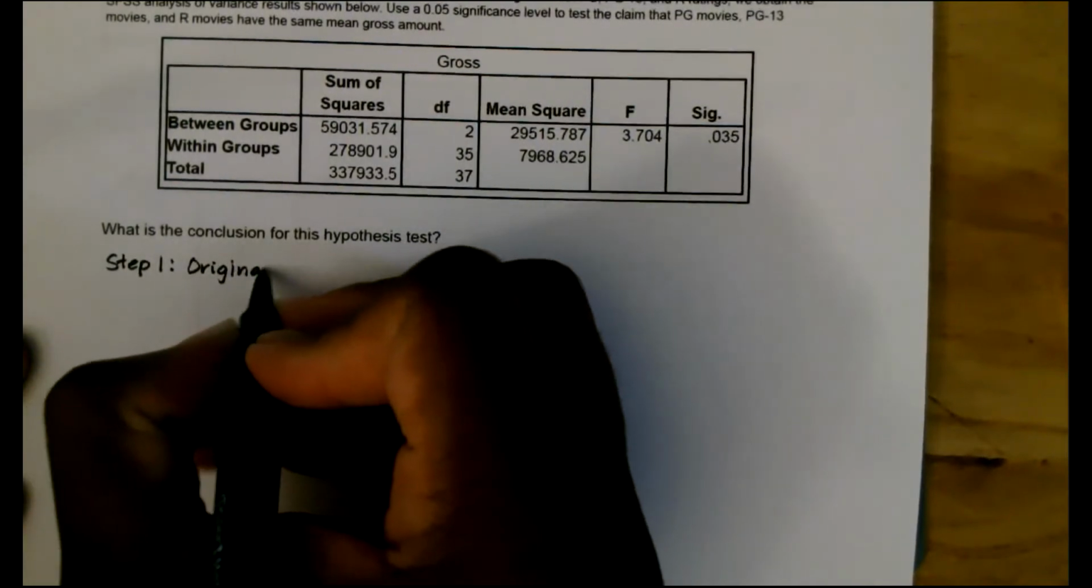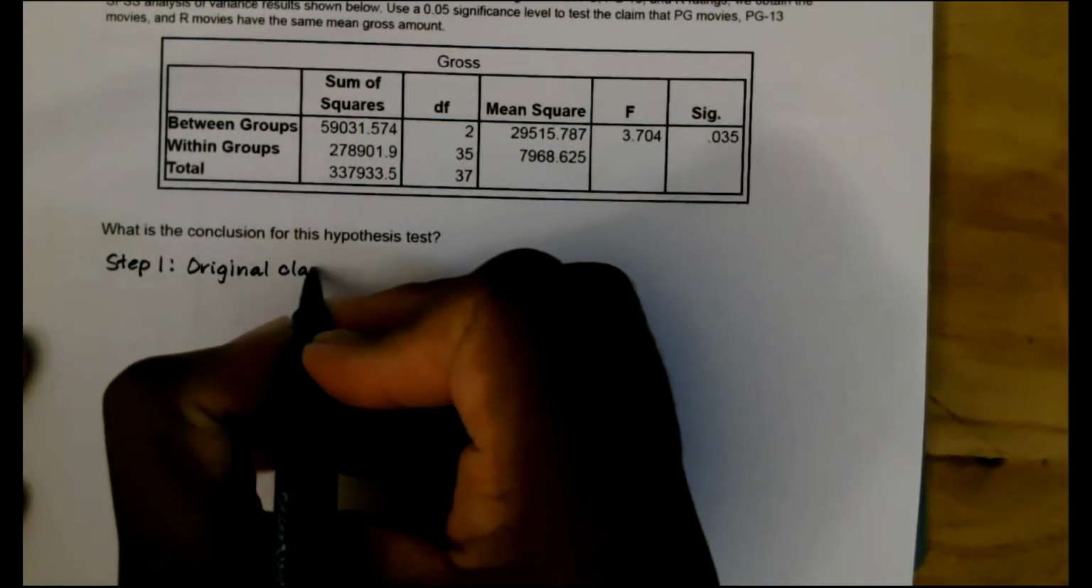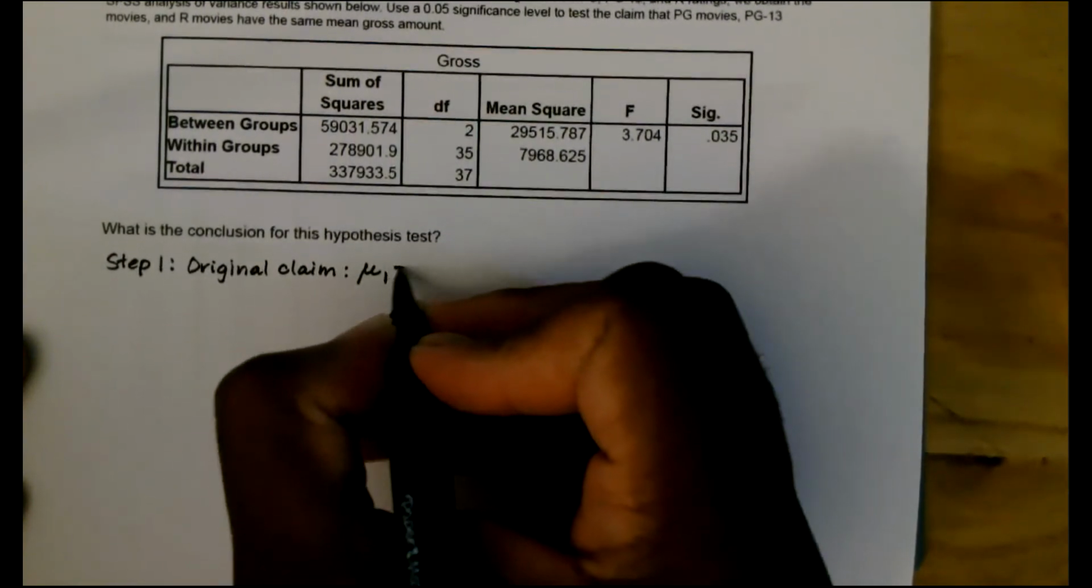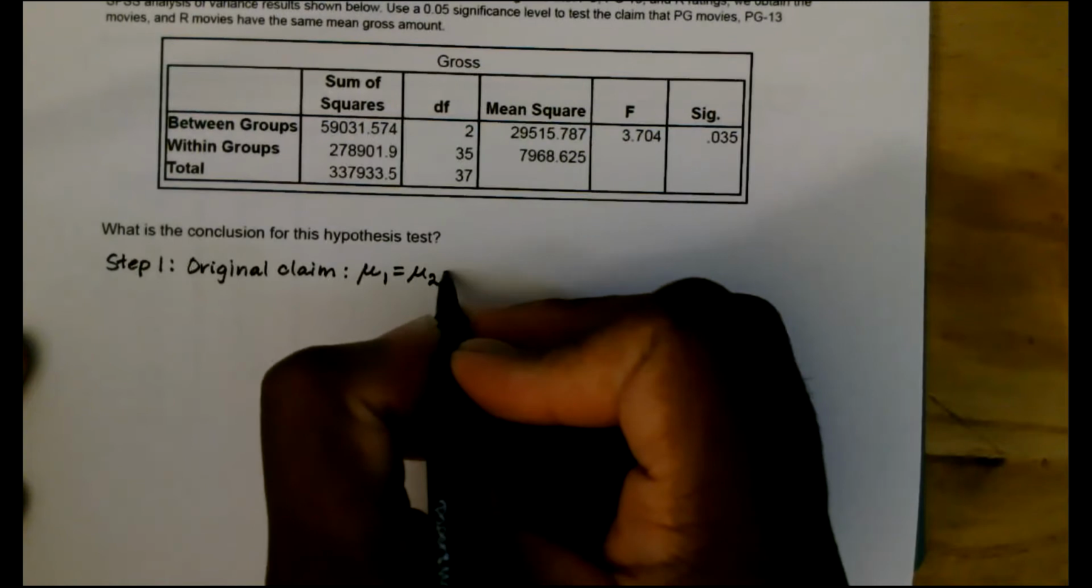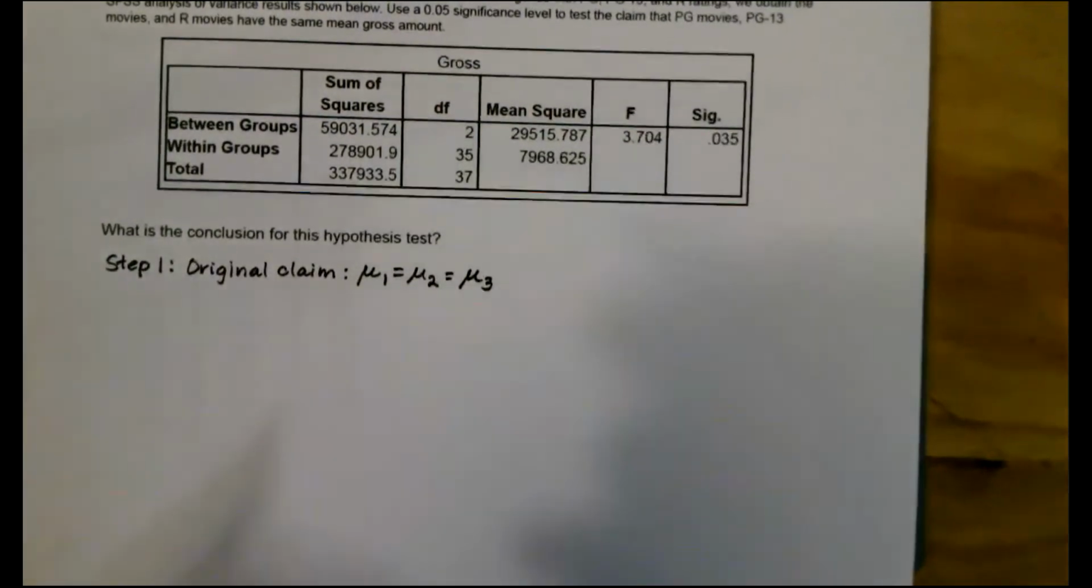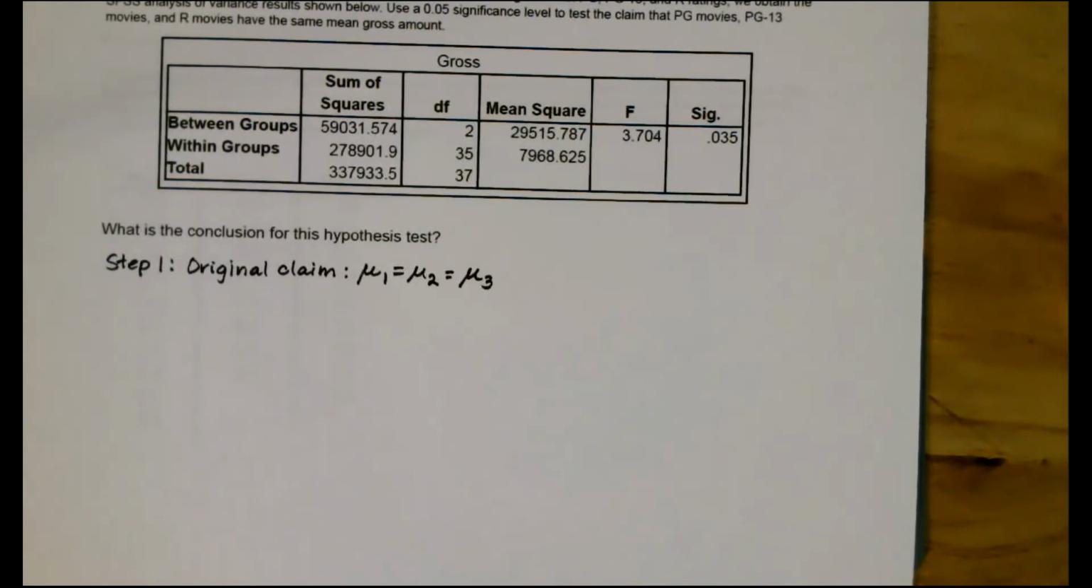So in step number 1, we have the original claim in symbolic form. We're dealing with mean, so it'll be mu1 equaling to mu2 equaling to mu3. Mu1 would be the mean of the PG movies. Mu2 is the mean of the PG-13 movies, and mu sub 3 would be the mean of the R-rated movies.